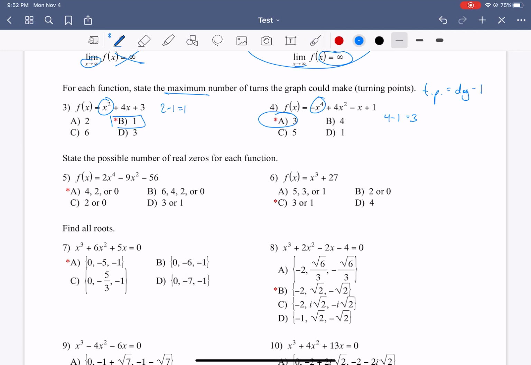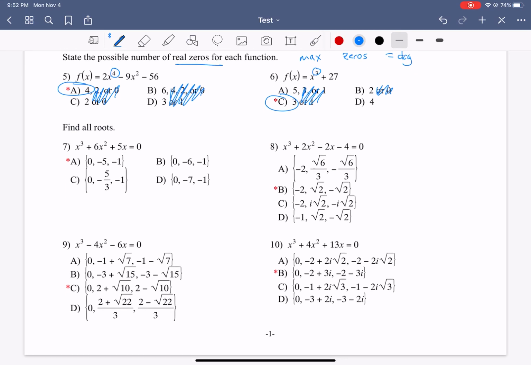For number 5 and 6, we want the possible number of real zeros, aka the max zeros, which is just equal to the degree. So I kind of walked around class and talked about this. We don't really care about the other stuff. We want the max. So here the degree is 4, so the correct answer was A. Here the degree was 3, so the correct answer was C.